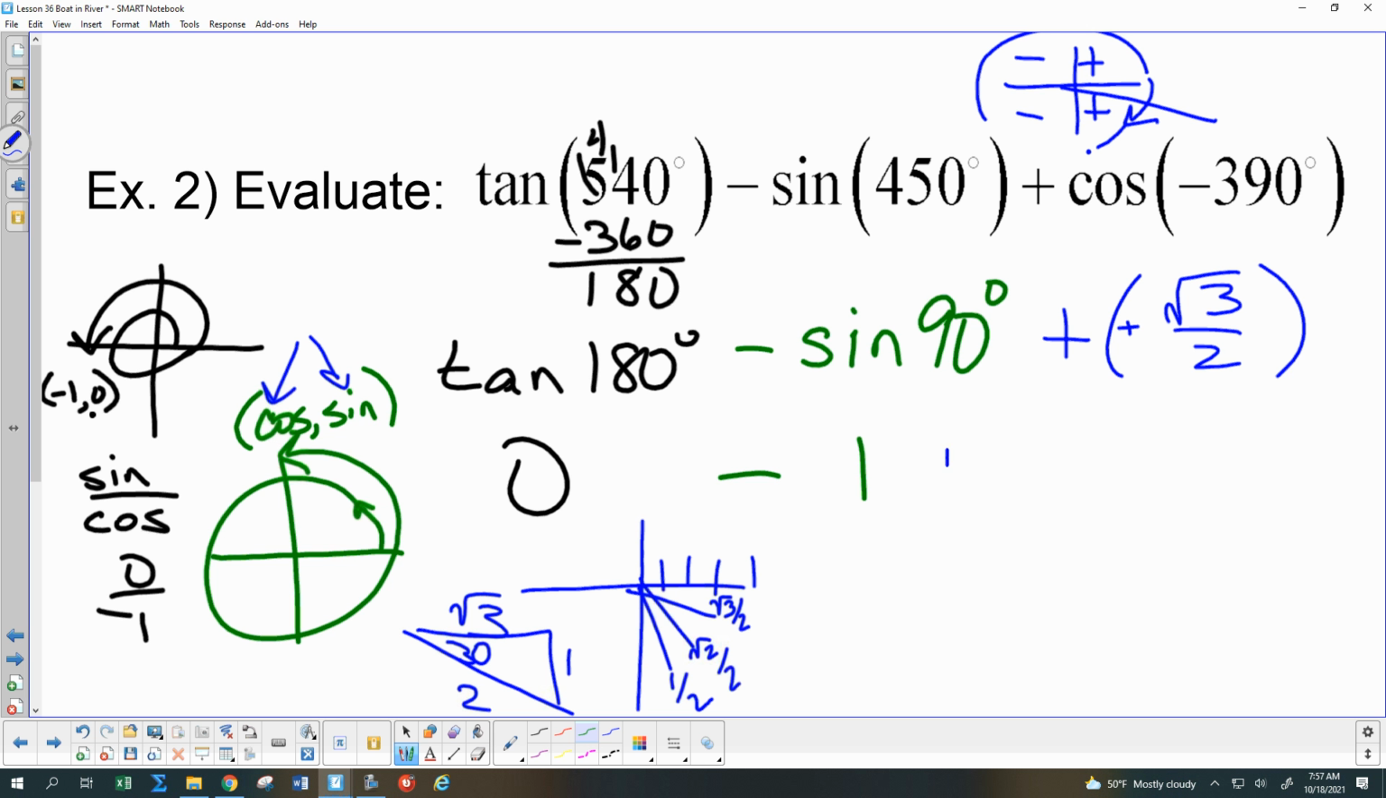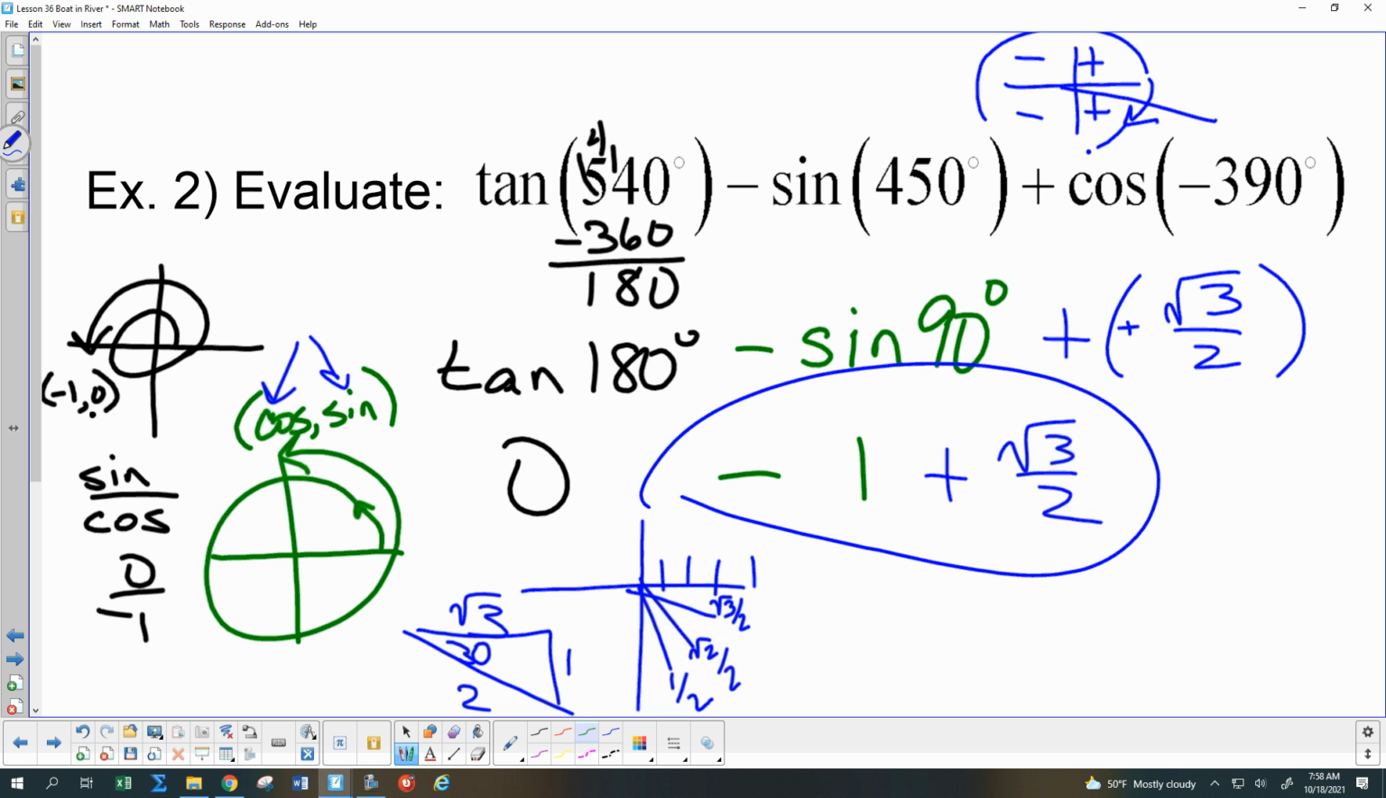So I have negative 1 plus root 3 over 2. And I could leave it like that. Add the 0 to it, and that's all I have. Or I could write it with a common denominator.